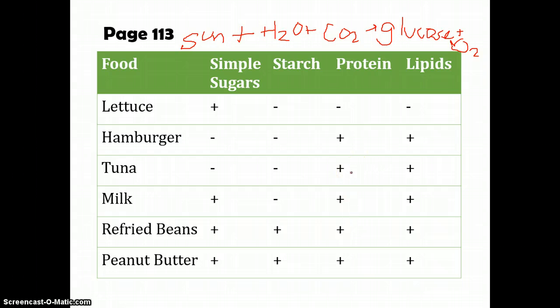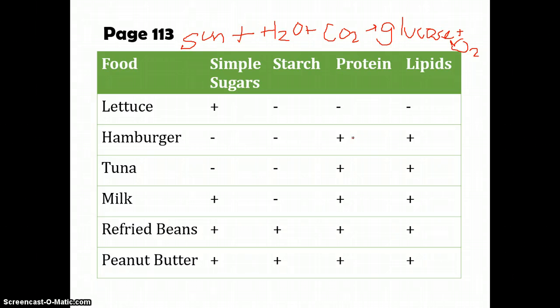So tuna is a fish. When you get the tuna, even out of a tuna can, that's the muscle of a fish. And hamburger. Hamburger is from cows, and that is the meat or the muscle of cows. So there's a lot of protein in muscles. So if you're eating muscles, such as the muscles of hamburger or fish, you would expect it to have lots of protein in it.